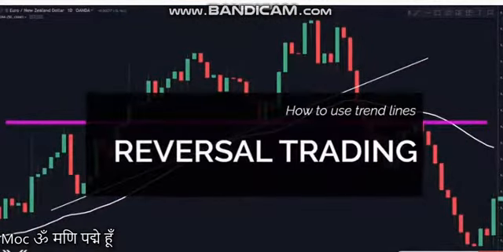So now that you understand trend trading with the 50 EMA, let's move on to reversal trading.